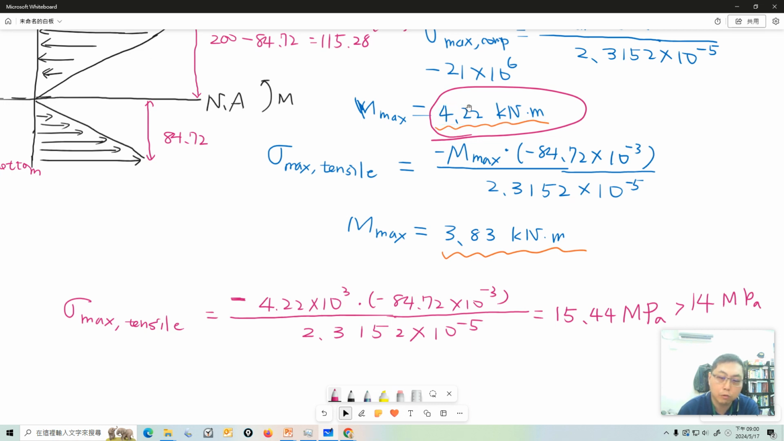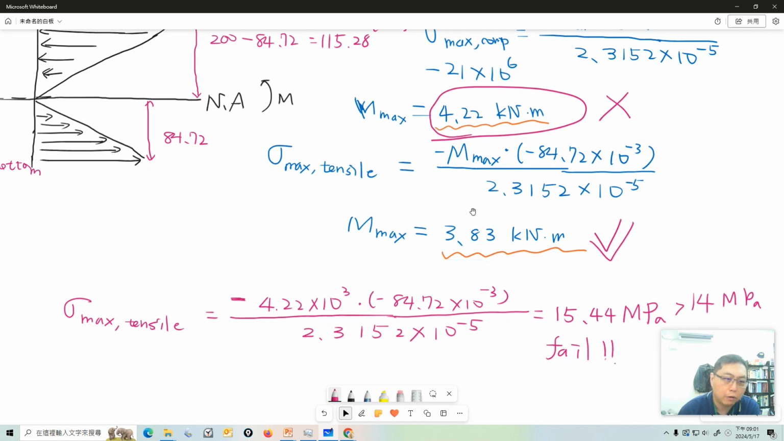That means if we use this as the maximum moment, the tension part will fail. The material is going to fail. So this is not the maximum allowable value. So this will be the maximum allowable moment, because if we use this as the maximum moment, the maximum tensile stress is just equal to 14 megapascal. It's right at the limit.